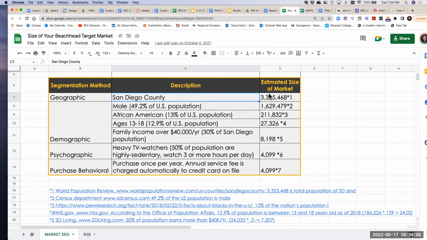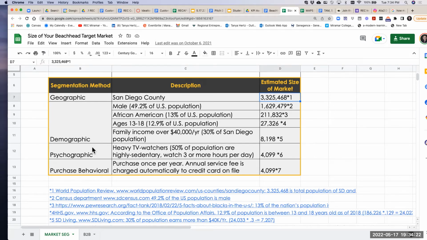Then go back over here and put whatever it is in there. So I said San Diego County, which is bigger. It was 3.35 million. Then I said demographically, what do they look like? Are they men or are they women? Are they Black, white, Indian, Chinese? What are they? And does it matter?